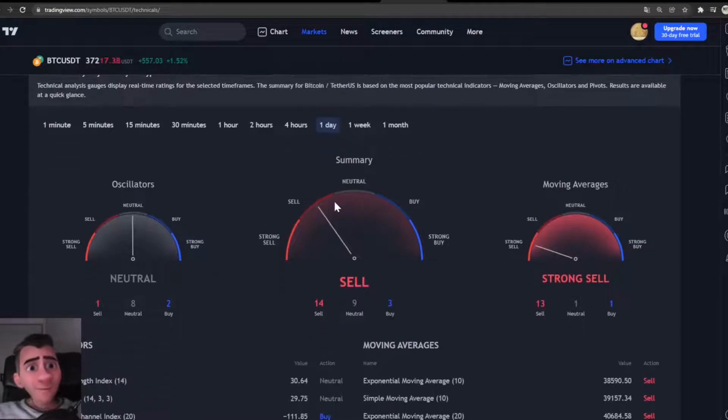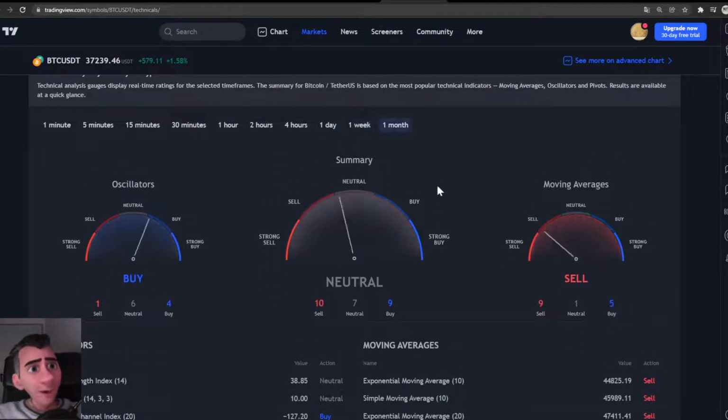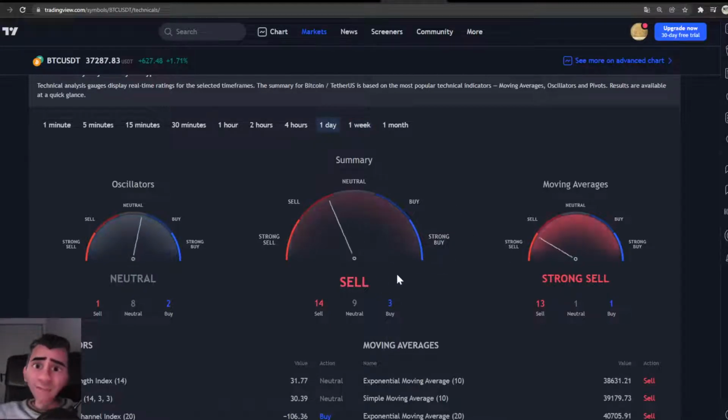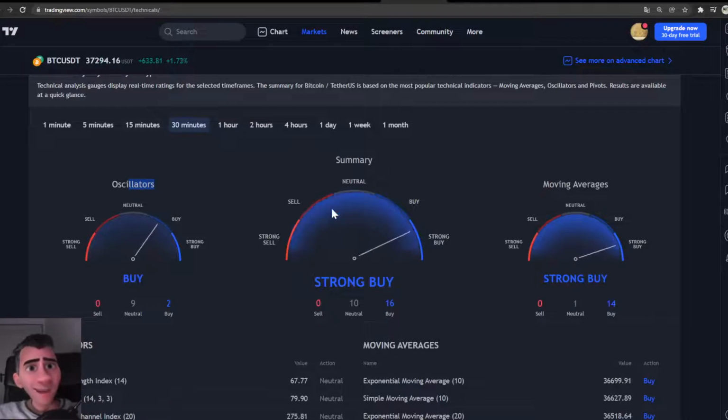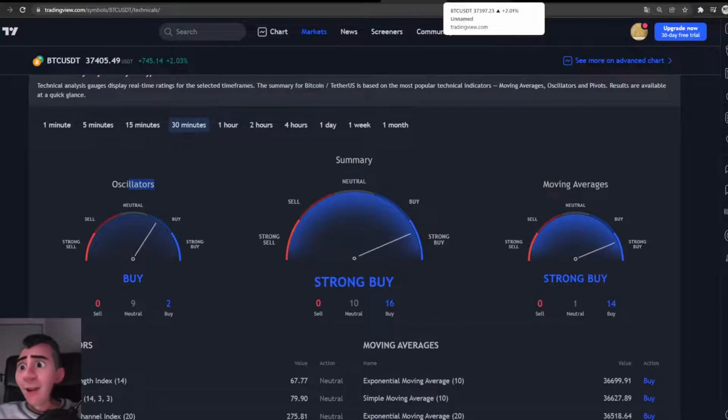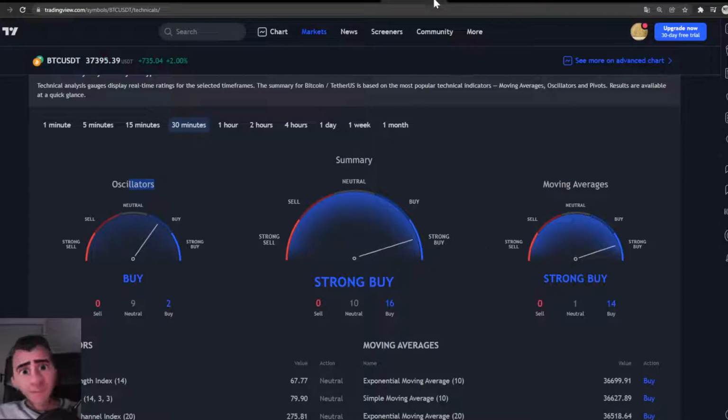But technically, TradingView is telling us here on the day, week, month. Oh, the month is neutral, a sell and a buy. So that's really unsure. The week is also a buy on the oscillators, neutral on the summary, and the moving average is telling us sell. The day is telling us sell, strong sell on the moving averages, and the oscillators are neutral. 4 hour, and now we have a buy on the 4 hour time frame. I hope for more pump to the upside. That's my long position. I need a nice long. 2 hours buy, 1 hour buy, 30 minutes buy, strong buy. Yes, this is looking nice. So TradingView is looking nice. If you are still in the short position, it's not so nice for you.